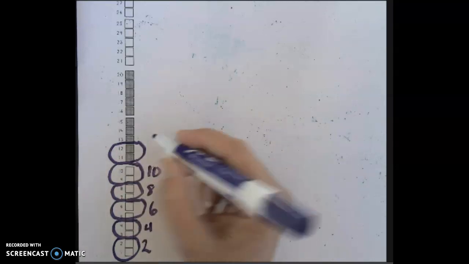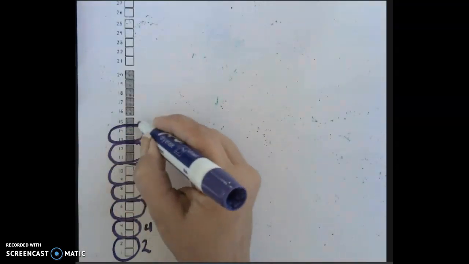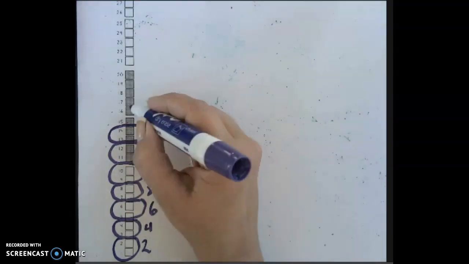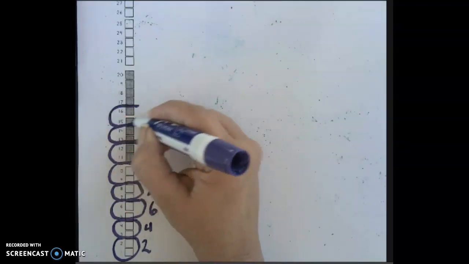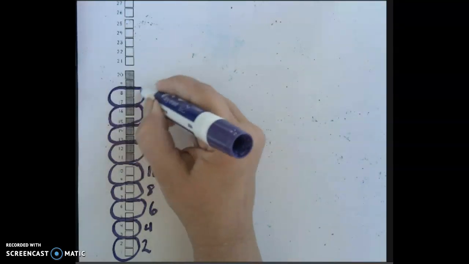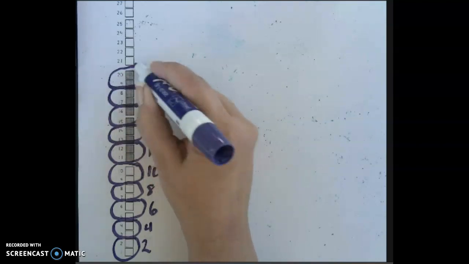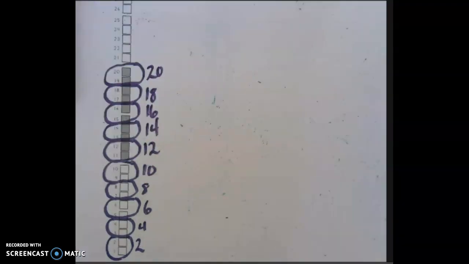6 groups of 2 will be 12. 7 groups of 2 will be 14. 8 groups of 2 will be 16. 9 groups of 2 will be 18. And 10 groups of 2 will be 20. We are going to stop.